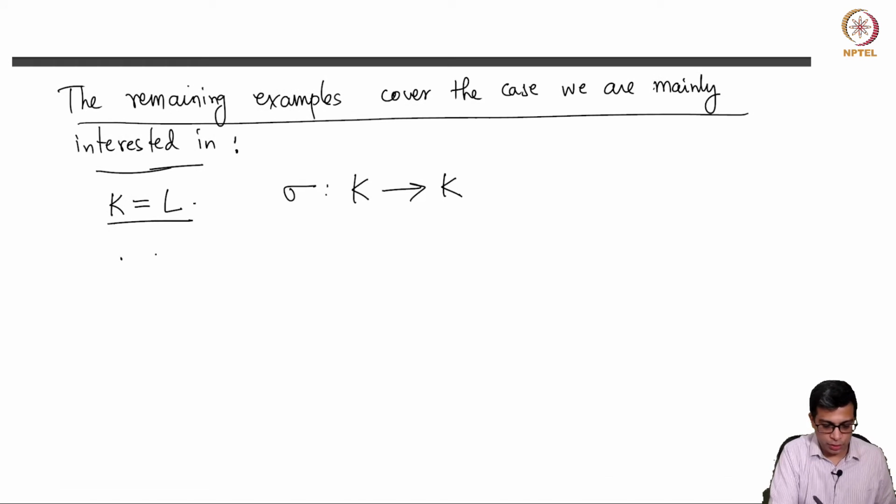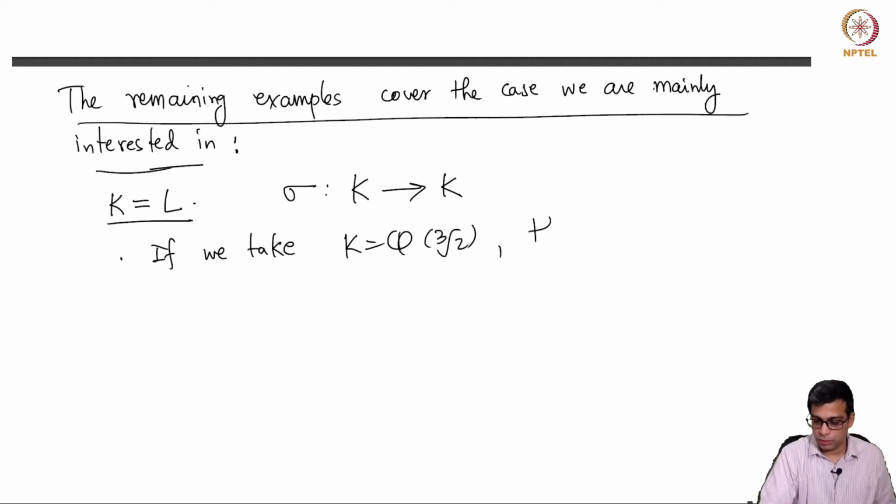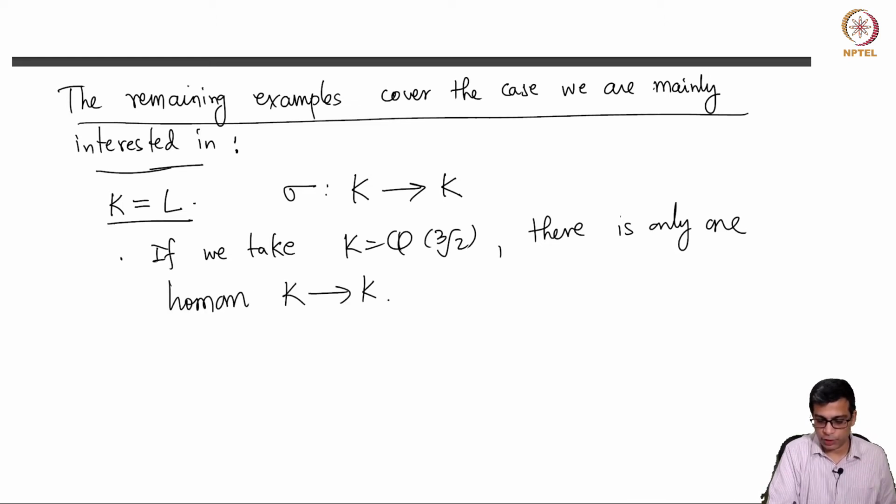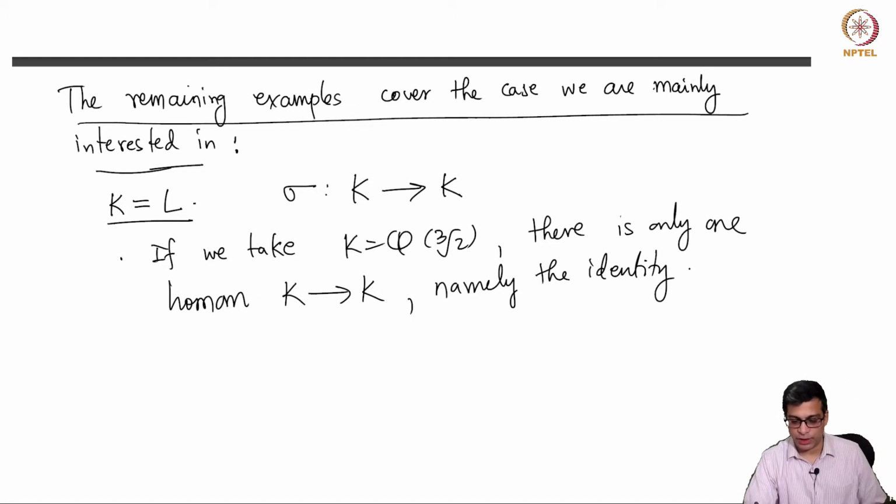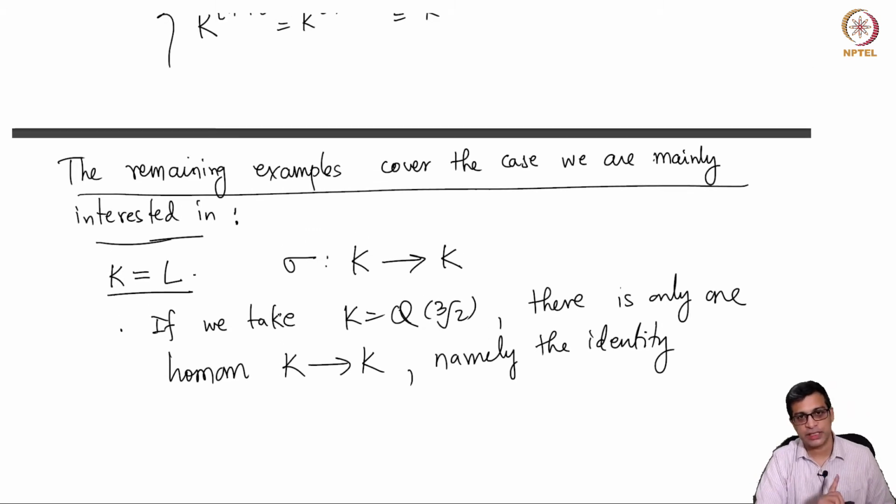If we take K to be Q adjoin cube root of 2, there is only one homomorphism from K to K, namely the identity map. That is because, again, just to repeat what I said earlier, to determine a map from K, you need to determine the image of cube root of 2. That's all. Once you determine the image of cube root of 2, everything else is determined automatically.